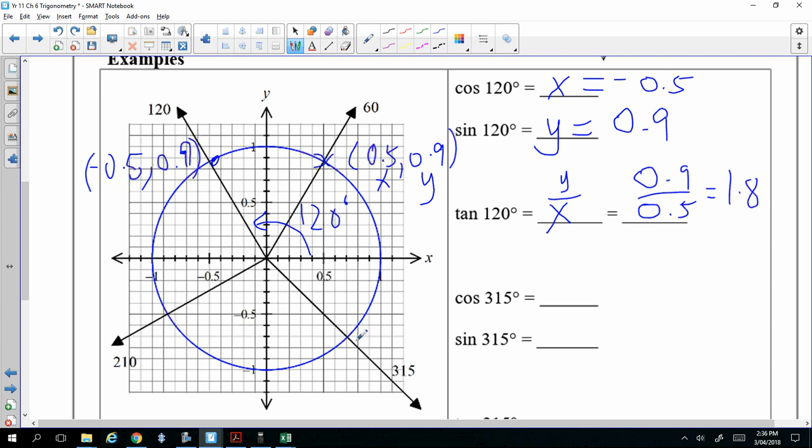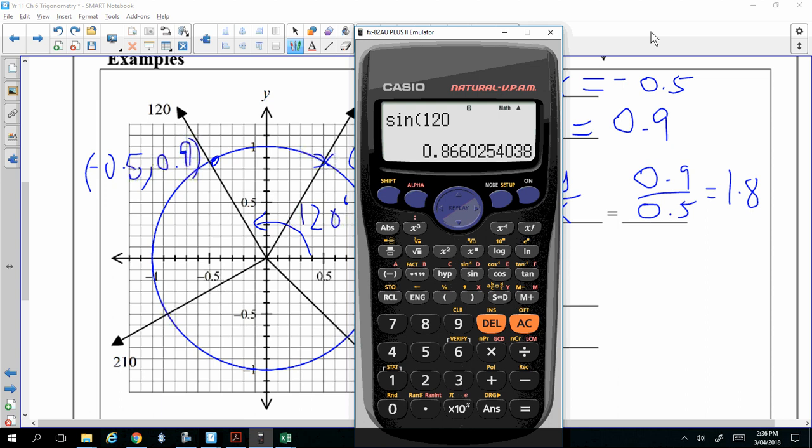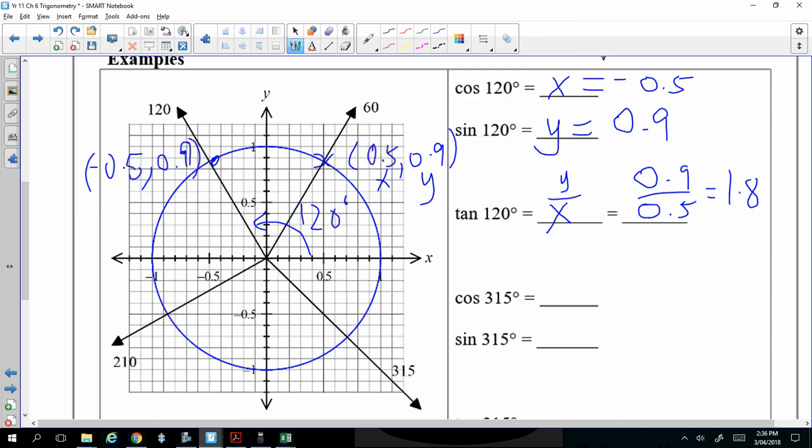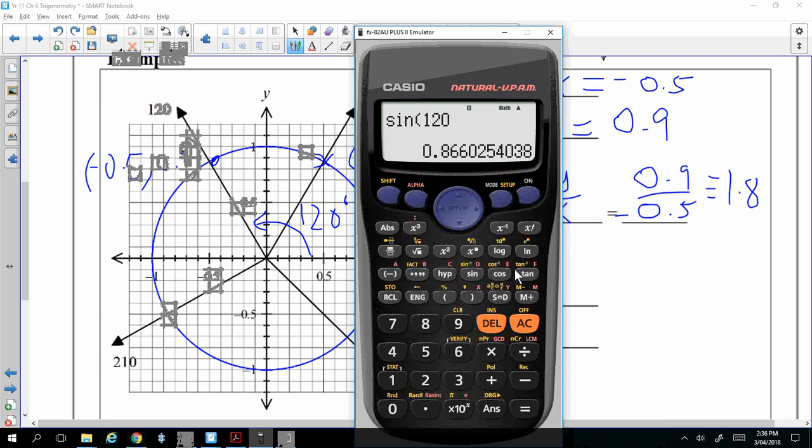Try the next two. Try this one. Work out the coordinates. See what you get. 315.